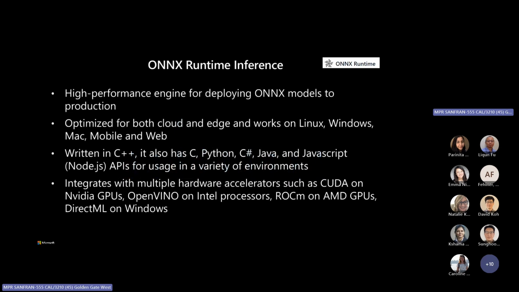Let me now talk about ONNX Runtime inference. It's also a high-performance engine for deploying ONNX models to production, and it has been optimized for both cloud and edge scenarios. The APIs you can use are many, for example C, Python, C#, Java, and JavaScript. It integrates with multiple hardware accelerators like CUDA for NVIDIA GPUs, ROCm for AMD GPUs, DirectML on Windows, and many more. You can find most of this information on the onnxruntime.ai website.